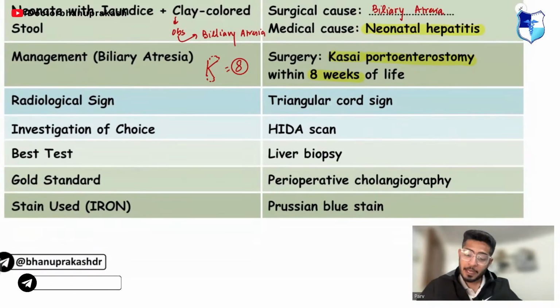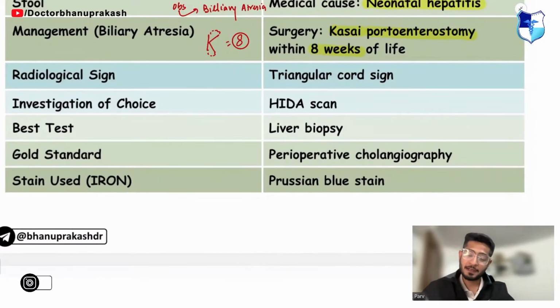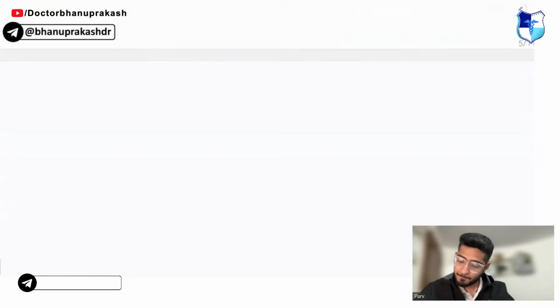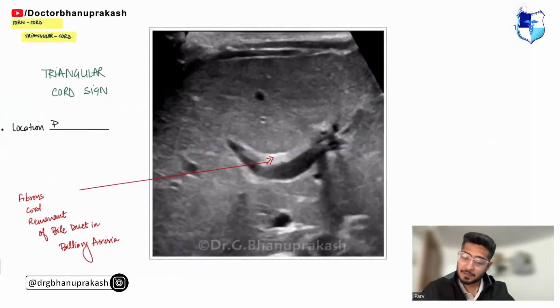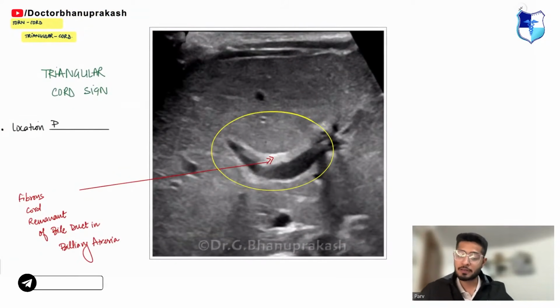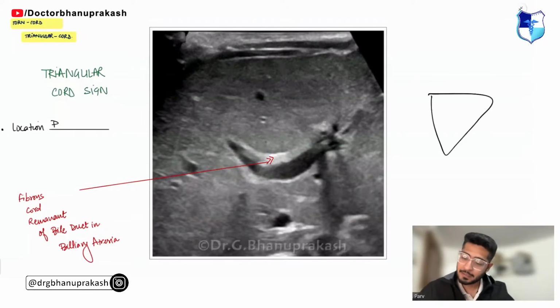Coming on to the radiological sign in biliary atresia. It is called the triangular cord sign. Okay, let me just show you the picture. See this, this is a triangular cord sign. So what happens in triangular cord? Understand this a little. This needs a little attention.